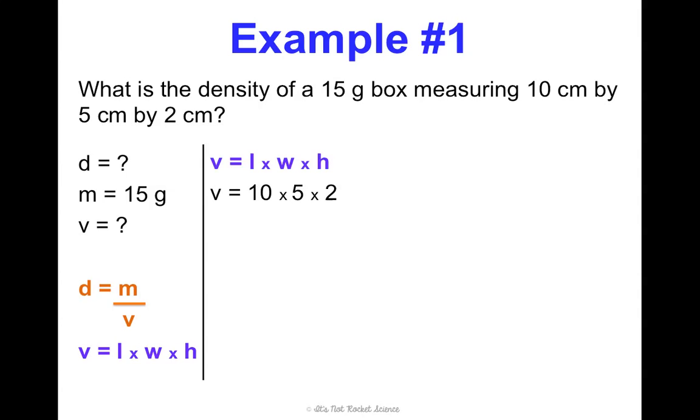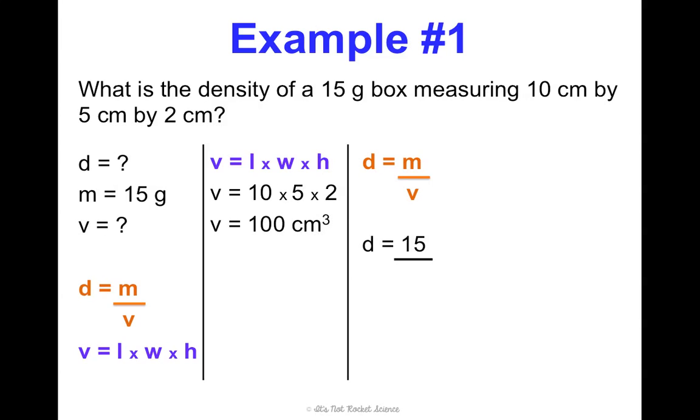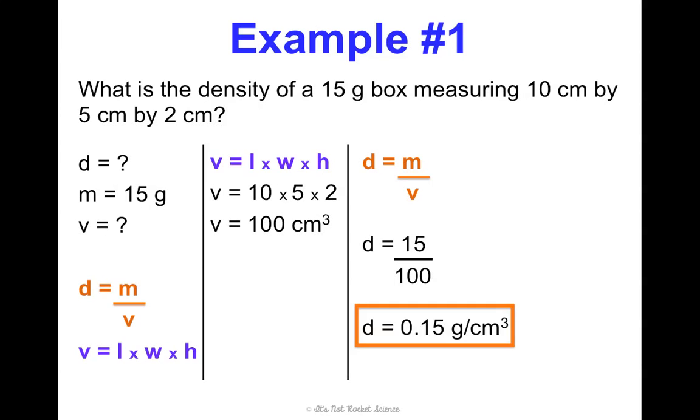So 10 times 5 times 2, that gives us a volume of 100 centimeters cubed. Then we can plug in to find our density. So my mass is 15 divided by my volume, which is 100, and you would find that the box has a density of 0.15 grams per centimeter cubed.